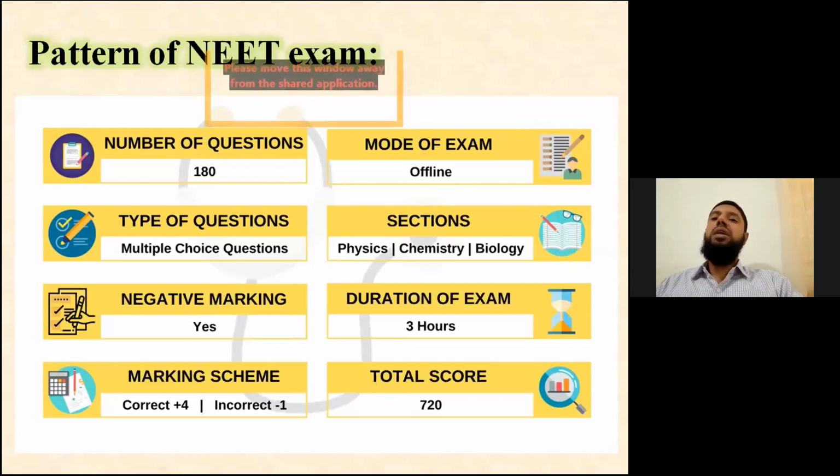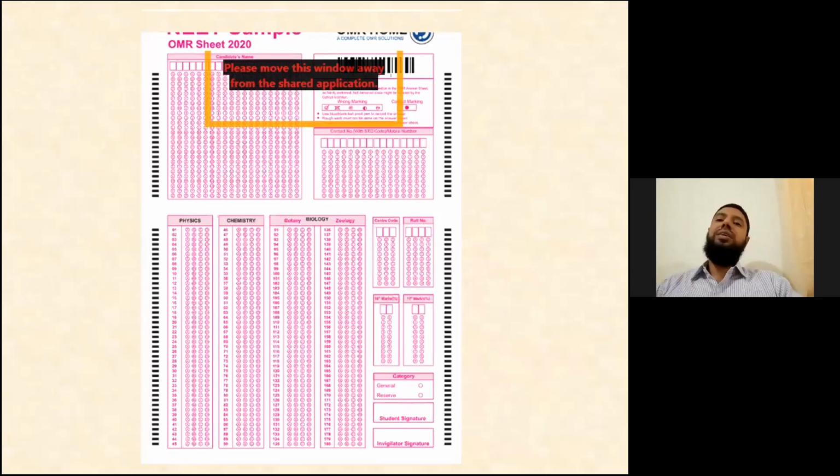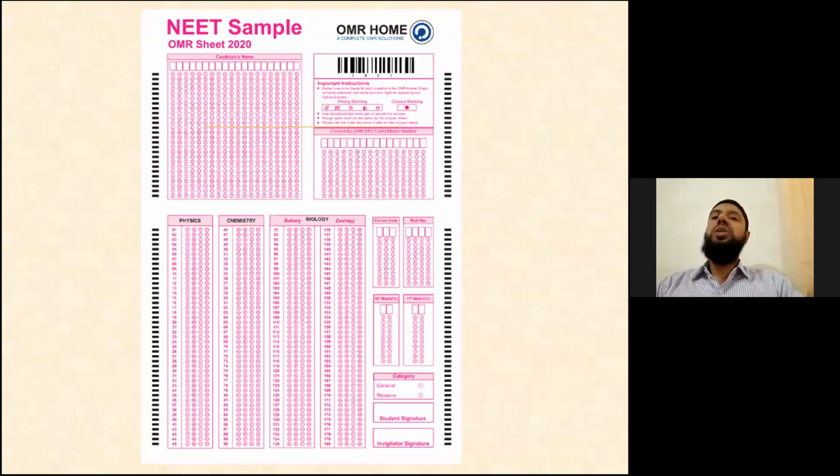Then I try to put the answering pattern. Just I want to share this: what you are going to enter in the answer sheet for NEET exam. This is a sample copy. Every year this OMR sheet is going to have big changes. This is a sample one or last year's demo.